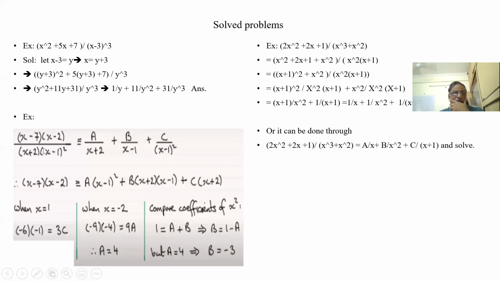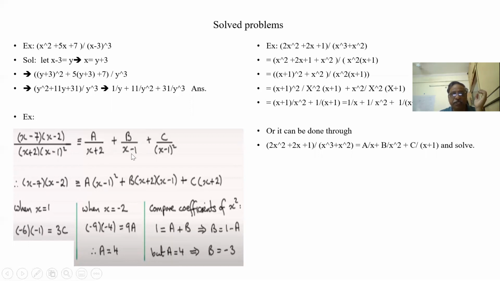Let us see another example. X minus 7 into x minus 2 by x plus 2 into x minus 1 whole square. Here the numerator is cubical and the denominator is quadratic, so this is having a proper fraction. So I put a by x minus 2 plus b by x minus 1 plus c by x minus 1 whole square. Here I don't go for x minus 1 is equal to y because there is another term here. This is not x minus 1.